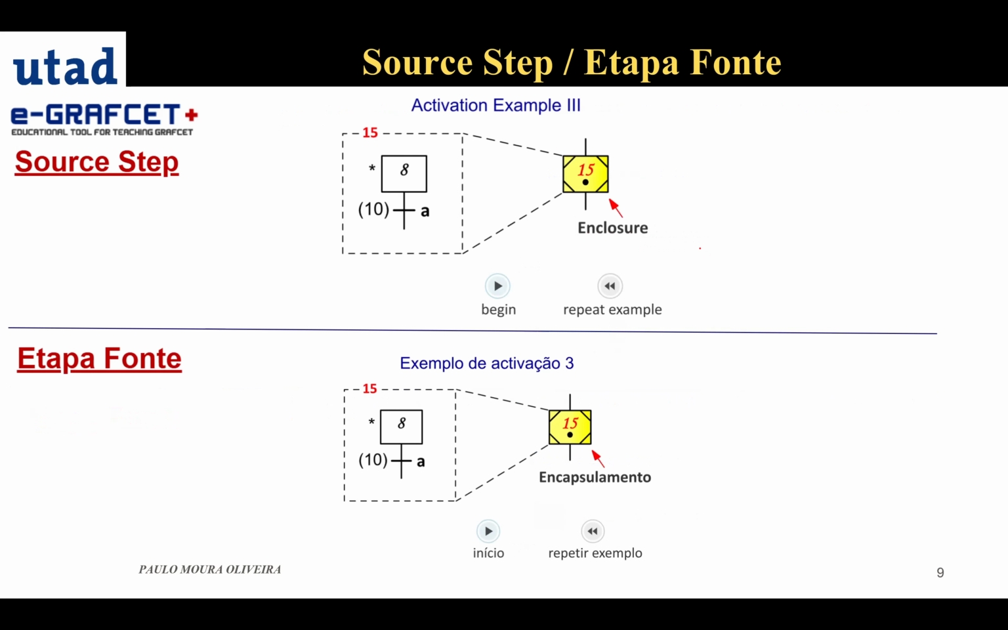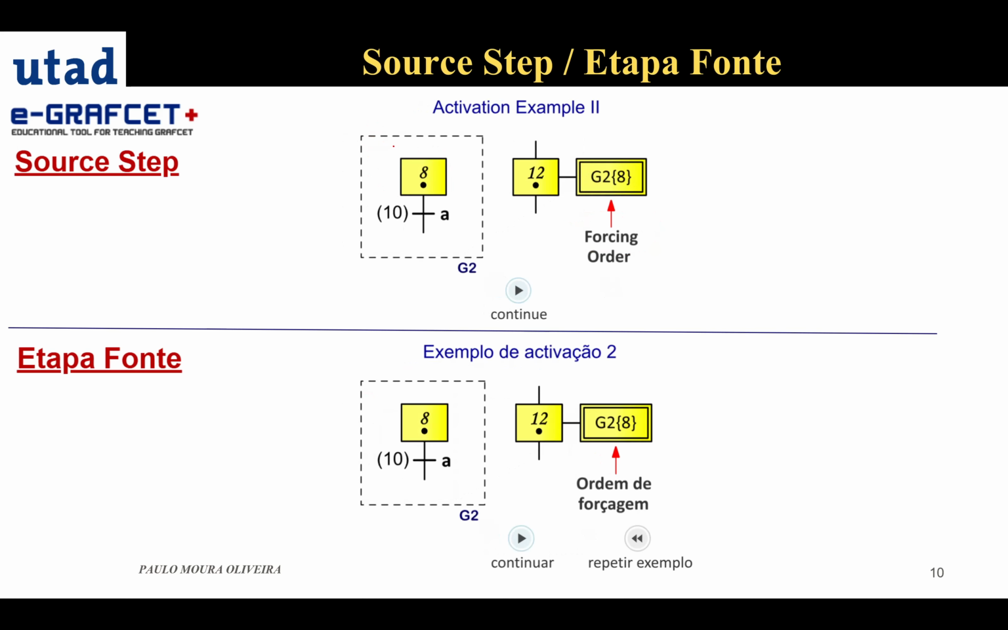The second one is by an enclosure. If this enclosure becomes active, of course, step 8 in the enclosure becomes active. And the third is by a forcing order. We have here a forcing order in the GRAFCET G2, and with this you force step 8 to be active. Step 8 becomes active.